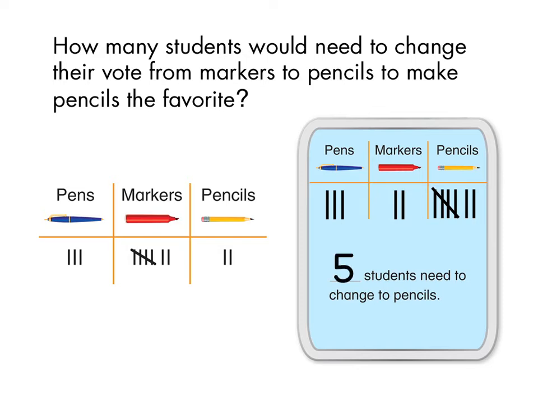Pencils now have the most votes. However, pencils could still have the most votes if fewer students change their votes. Encourage students to find the least number of students who would have to change their vote to give pencils the most votes. Use connecting cubes to model changing votes.